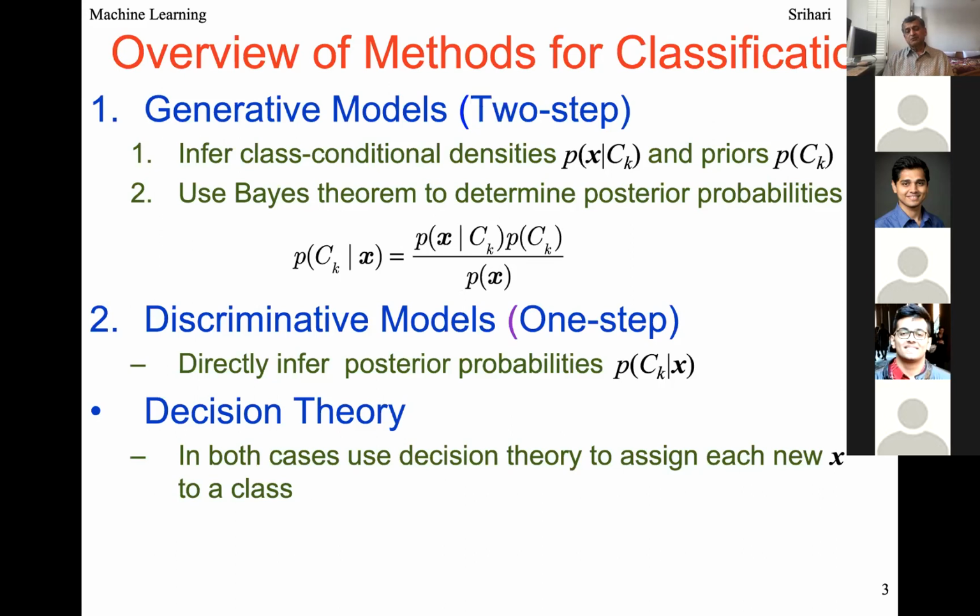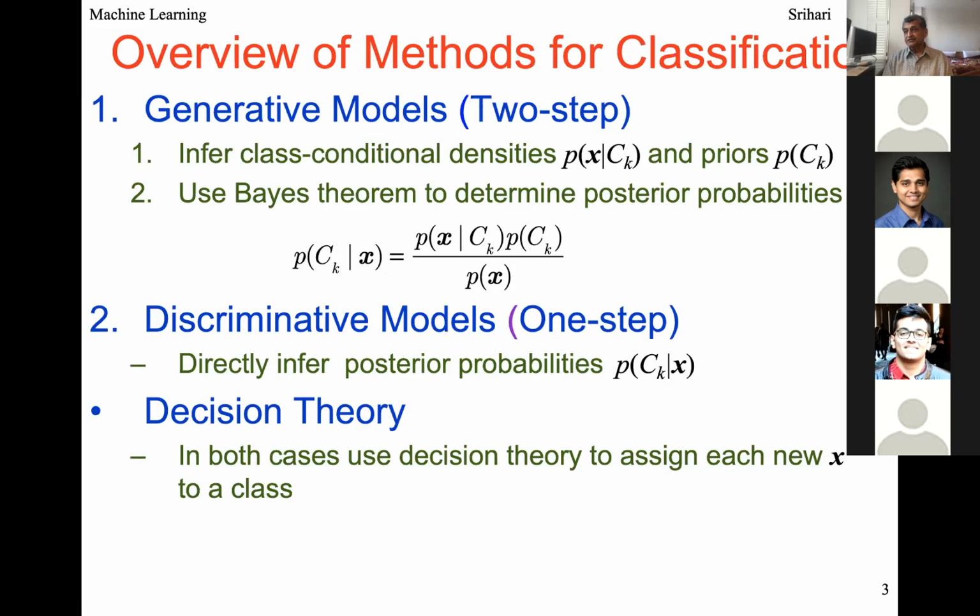So that's a two-step approach. You need two different probability distributions. The discriminative approach is one step. We directly infer the posterior probability P of Ck given X. So we directly approach this problem. That's what logistic regression does. It calculates the probability P of Ck given X as sigmoid of W transpose X. So that is directly inferring it.